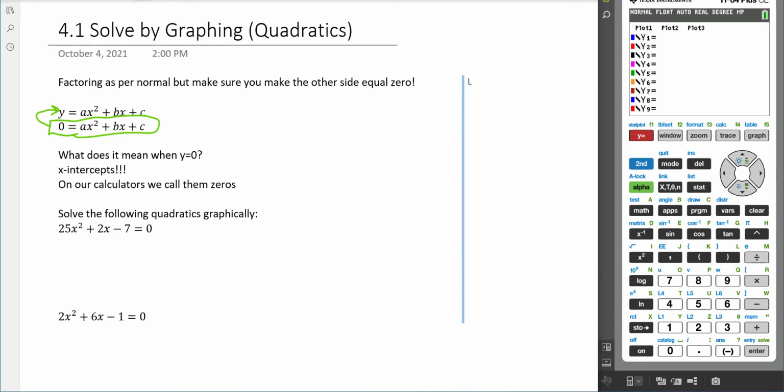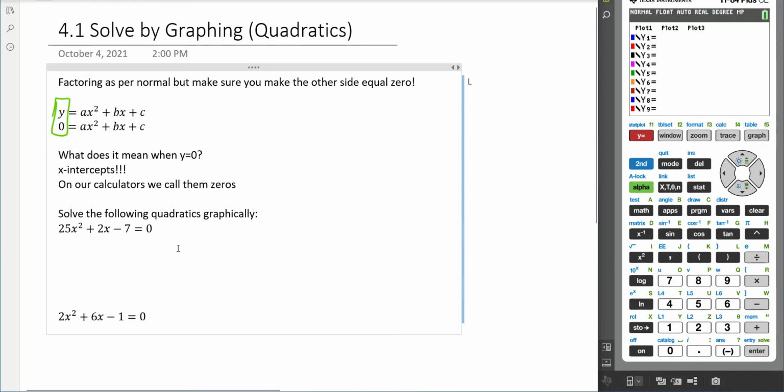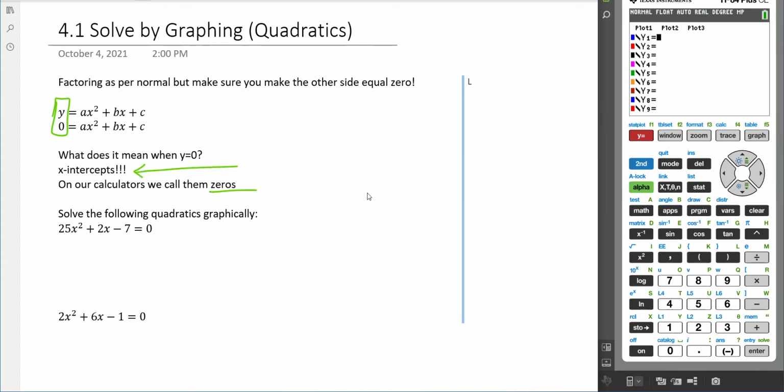That's great, because what we can do is graph it, and the only thing we have to keep in mind is that y is 0. Where y is 0, our x is true. So let's go ahead and try this out. It's very simple, so this is going to be a short video. Where y is 0, that's the x-intercept. Our calculator also calls them zeros. Later on we call them solutions. But let's call them x-intercepts for now.